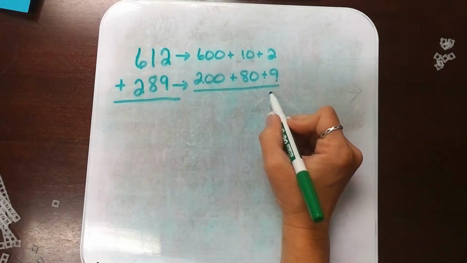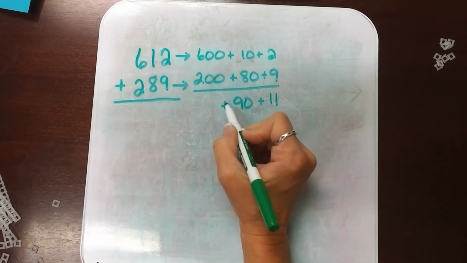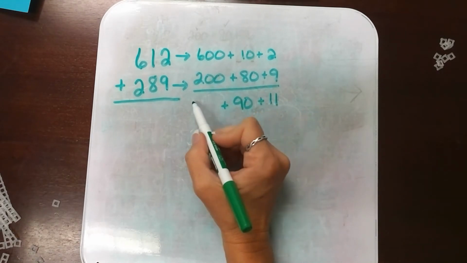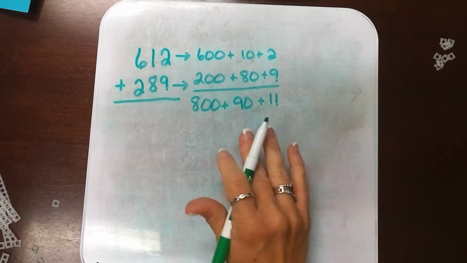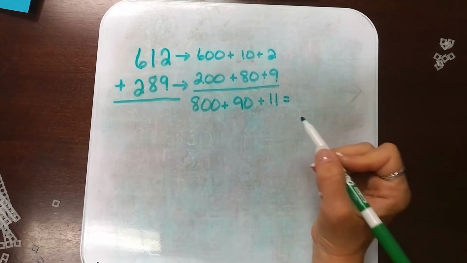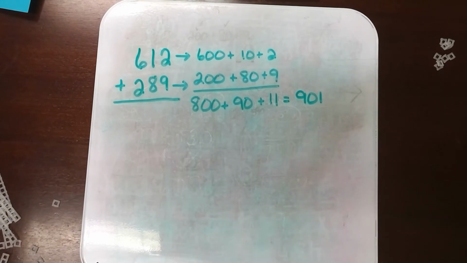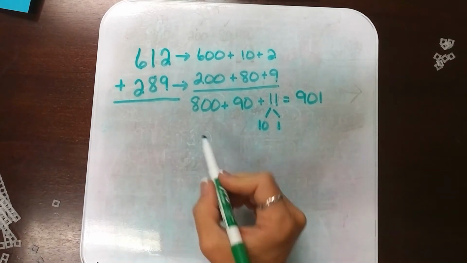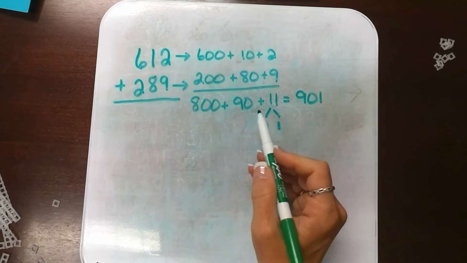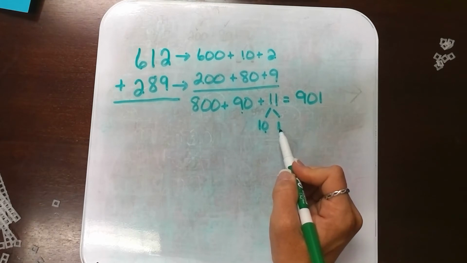9 plus 2 is 11. 80 plus 10 is 90. And then 600 plus 200 is 800. Okay? So students can, from right here, say that it's going to be 901. Okay? But that might be hard for students to see, so they can always break up the 11 into 10 and 1. So they can say it's 890 plus 10, which is 900, plus 1, which is 901.